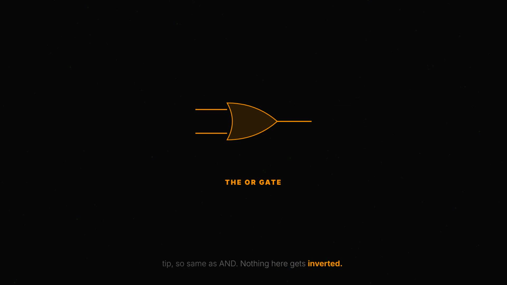Every gate gets a symbol, and OR's looks like a shield, curved on the back, coming to a point at the tip. Two lines go in, one line comes out. No small circle at that tip, so same as AND, nothing here gets inverted. Remember last episode when I showed you that AND's truth table is secretly a multiplication table? OR has its own version of that trick, and it's addition.